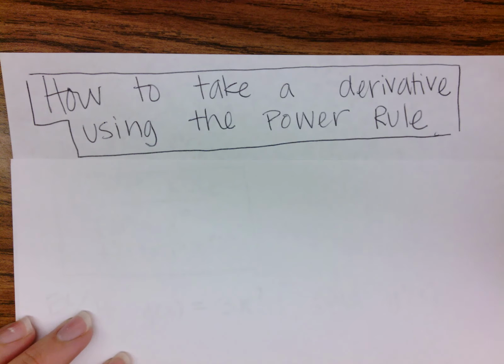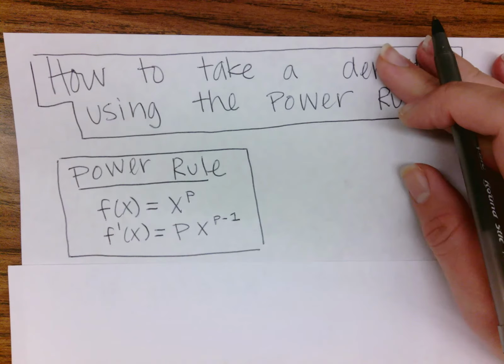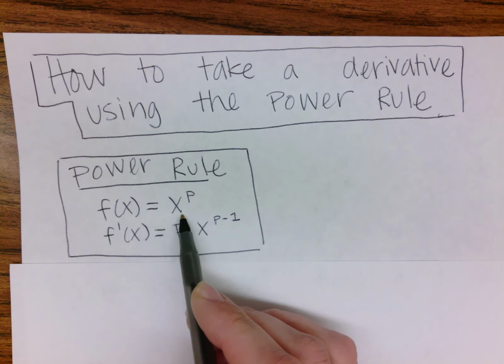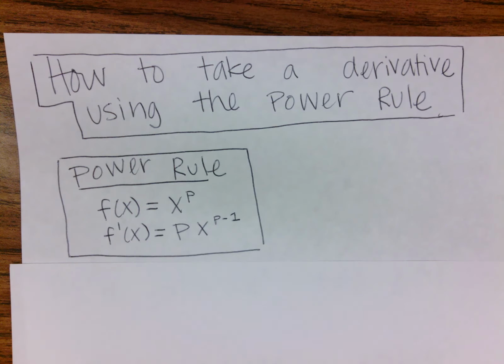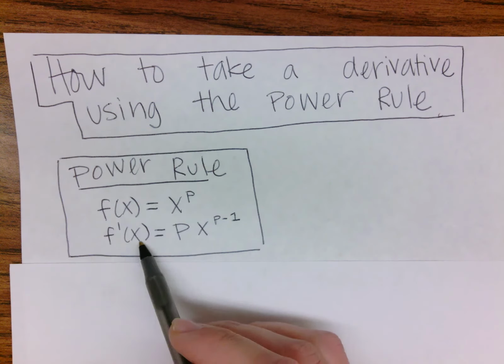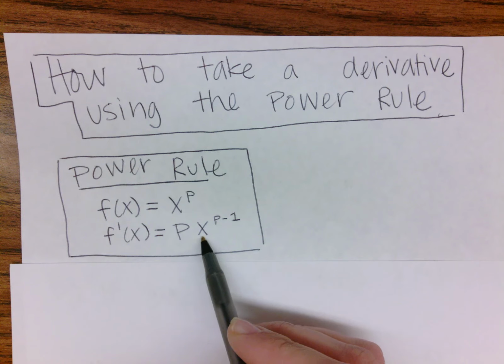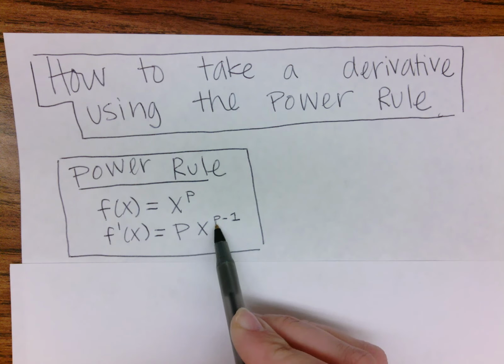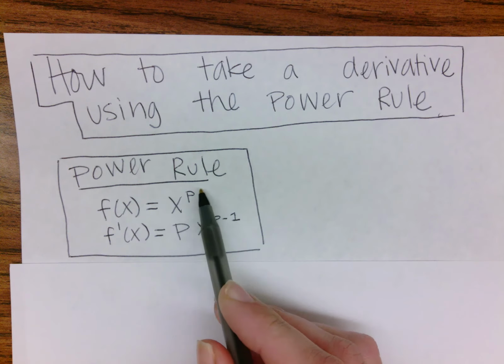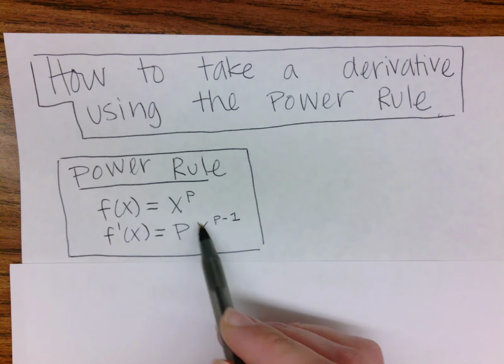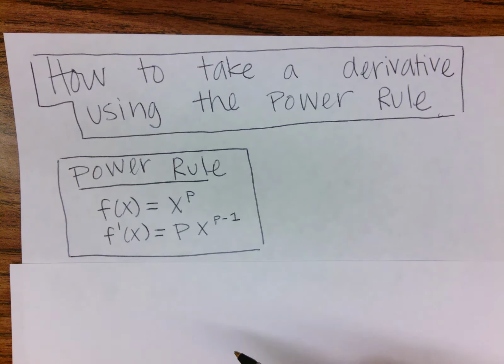Today we're going to be learning how to take a derivative by using the power rule. The power rule states that if you have a function f of x that equals x to some power p, then the derivative, f prime of x, equals p times x to the power of p minus 1. To use the power rule, the exponent comes down to the front, multiplies by the coefficient, and you subtract 1.